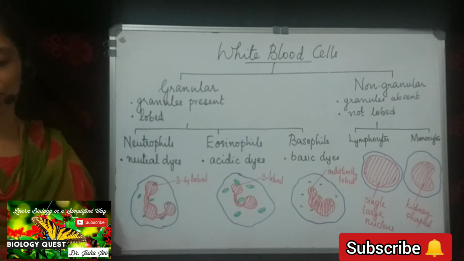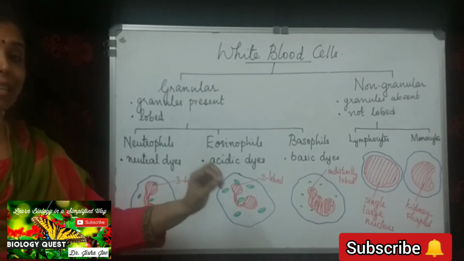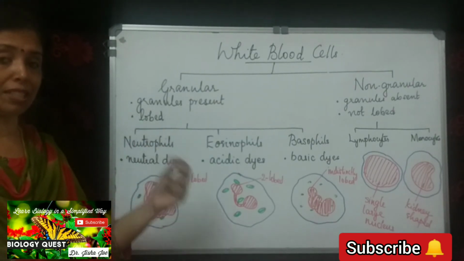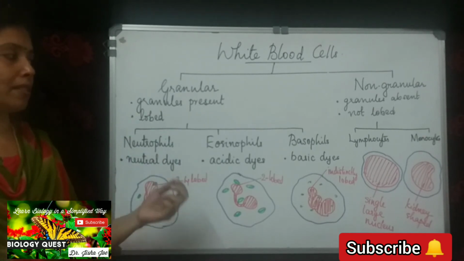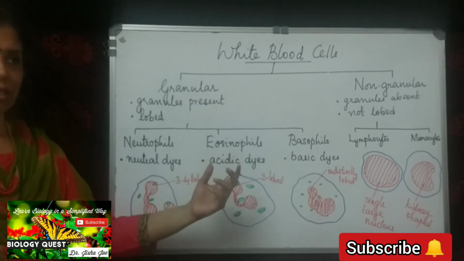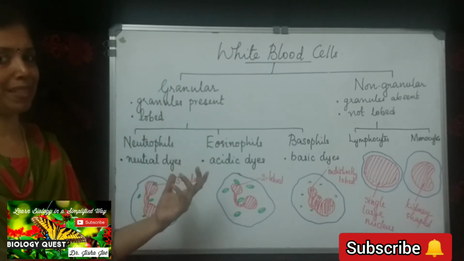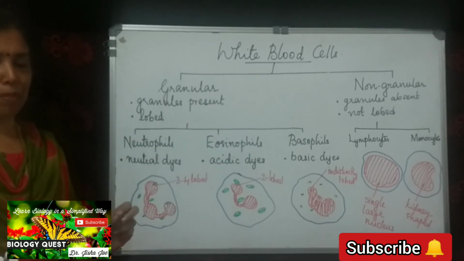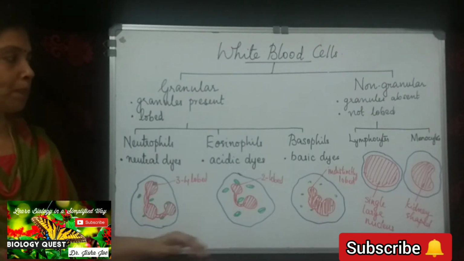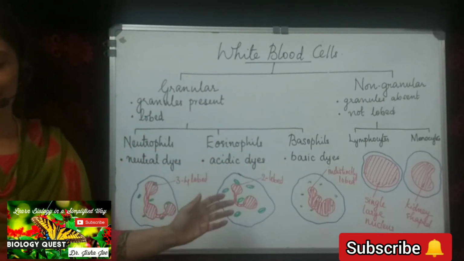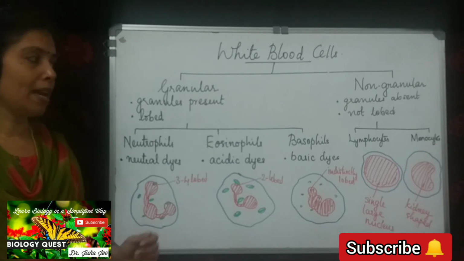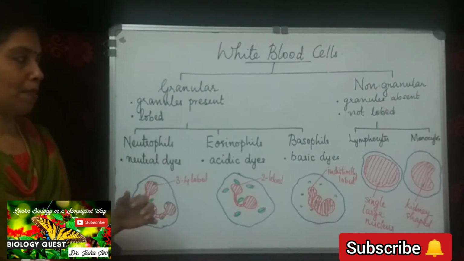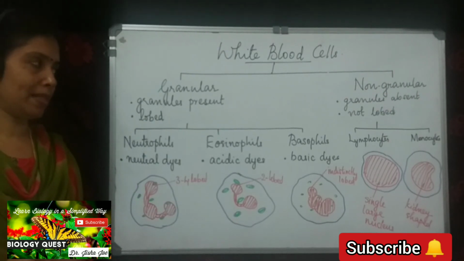Now moving on to the basophils. Basophils release chemicals called histamines at the time of inflammation. When inflammation takes place in our body, histamines are released and the basophils undergo the process of diapedesis and phagocytosis, engulfing the disease-causing germ as well as the damaged cells of our body. Now, moving on to the lymphocytes. Lymphocytes are involved in the production of antibodies, and monocytes again perform phagocytosis. So, these are the important functions of the WBCs.